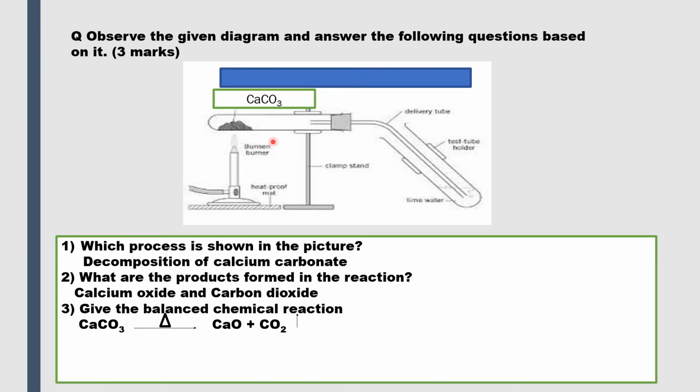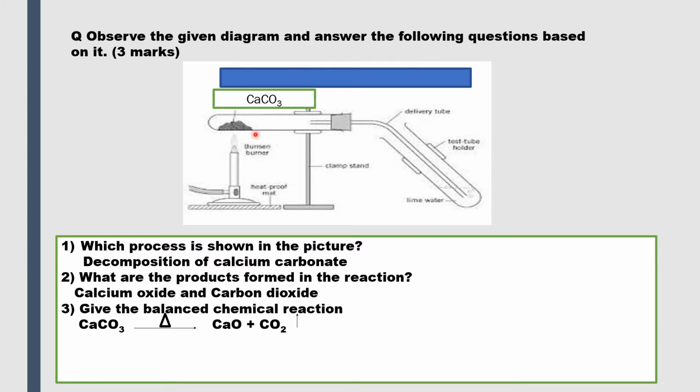This is an activity based question which has been asked many times in the board exam. This question carries 3 marks. The question is, observe the given diagram and answer the following questions based on it. Here you can see that there is a test tube which is containing calcium carbonate, and it is being heated strongly with the help of the burner. And there is this delivery tube which enters into another test tube which is carrying lime water. So what is the process shown in the picture?